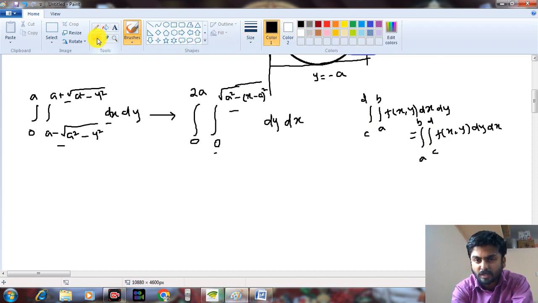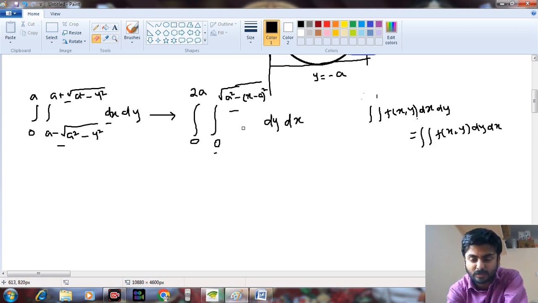If the limits are correct, this is for constant limits, then for any variable limits, for any limits, the order-changed integration will be equal. That is what the change of integration means. That is the purpose we are using the change of integration.